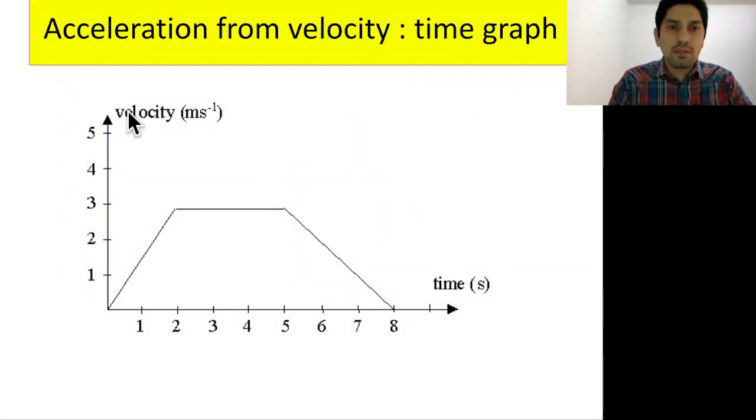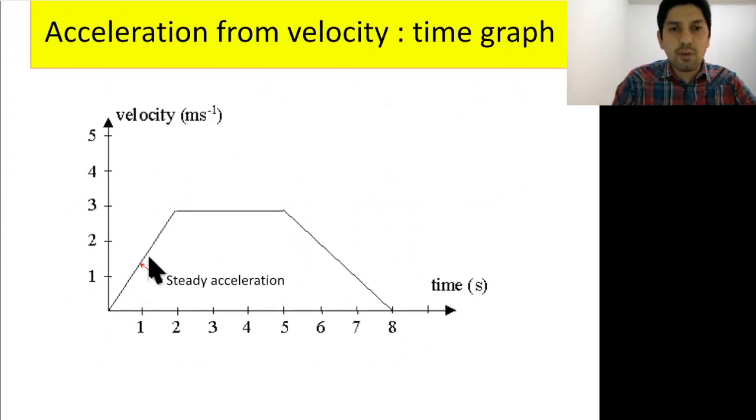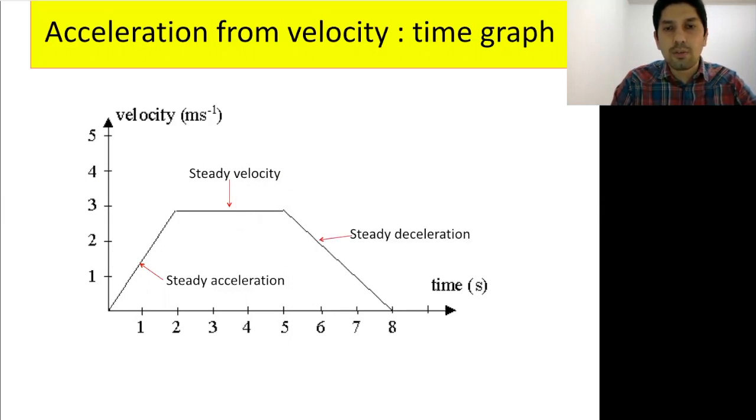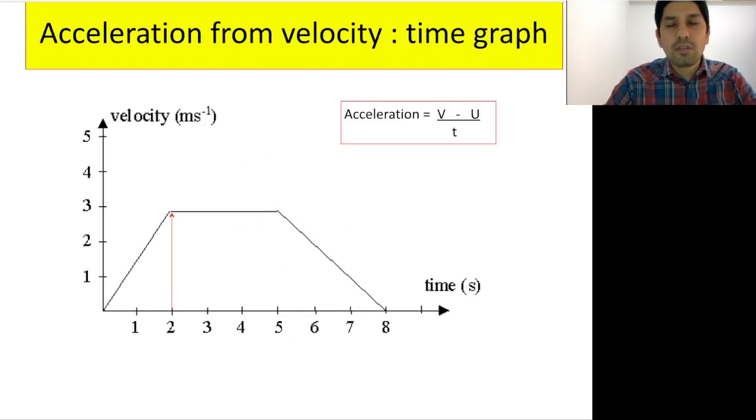In the velocity-time graph, the slope represents the acceleration, because velocity over time is acceleration. The slope up represents steady acceleration. The horizontal line represents steady velocity, constant speed. And sloping down represents constant deceleration, slowing down. So acceleration is equal to V final minus V initial over time taken. From a velocity-time graph, we can calculate acceleration.